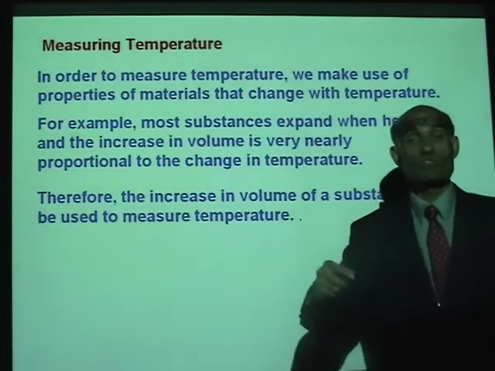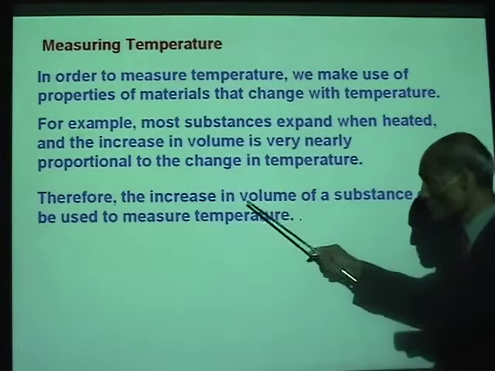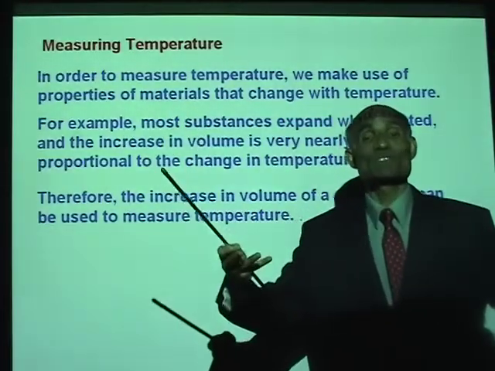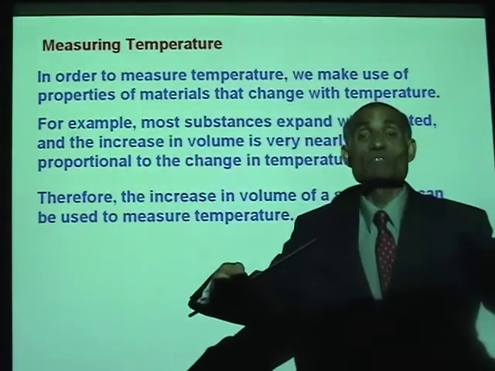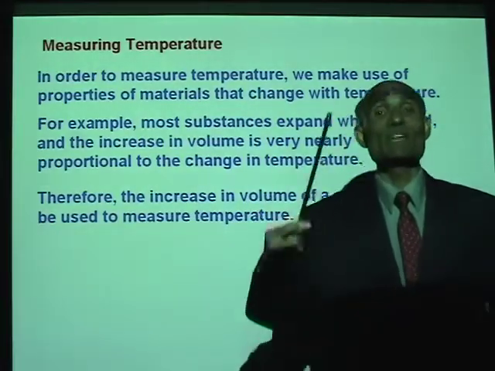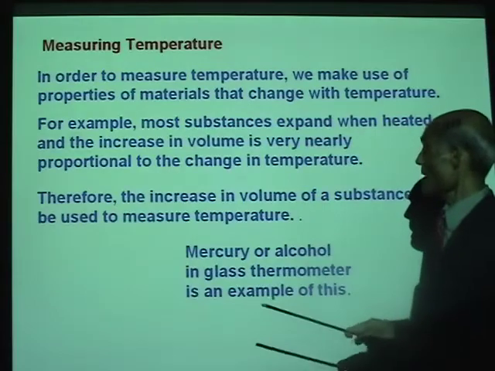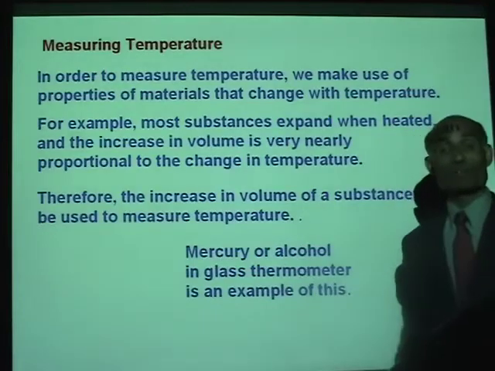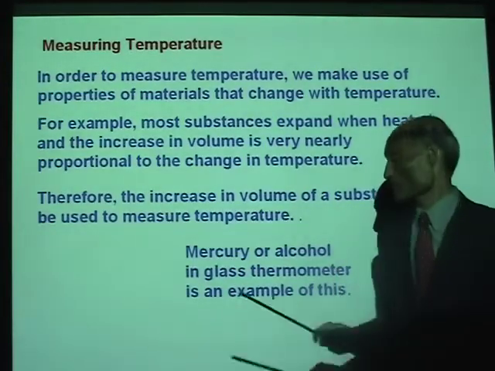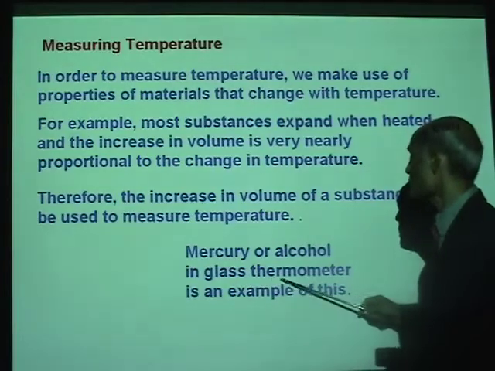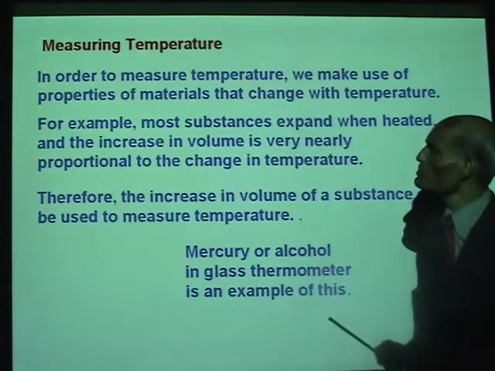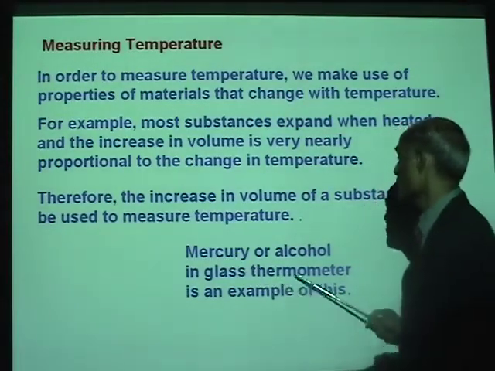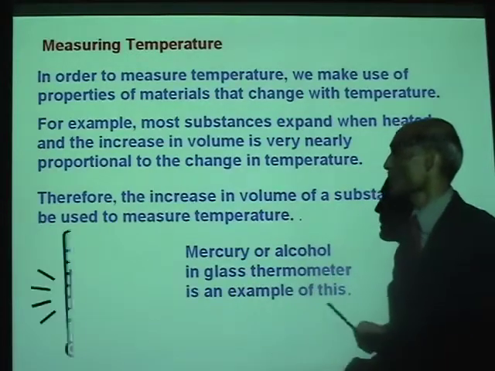In fact, most of our thermometers use this property. When heat is supplied to a substance, its volume increases, and the increase in volume is very nearly proportional to the increase in temperature. Well, mercury or alcohol in glass is a very good way of constructing a thermometer. So we normally use two types of thermometers in the lab. One is the mercury in glass thermometer, and the other is alcohol in glass.